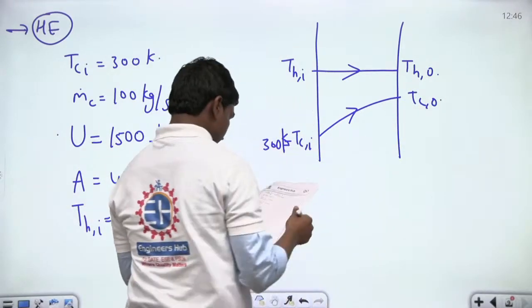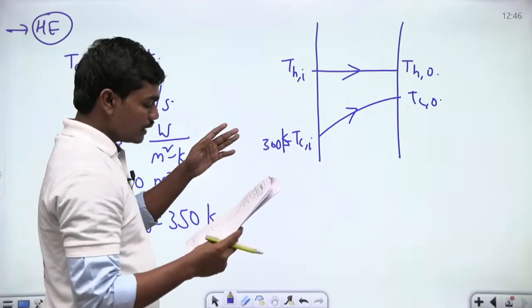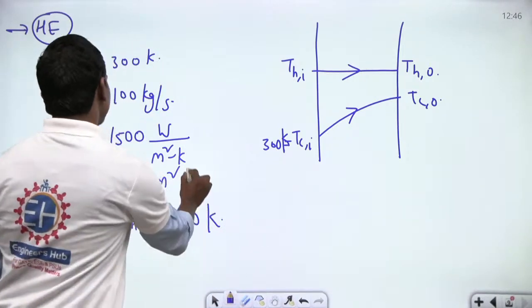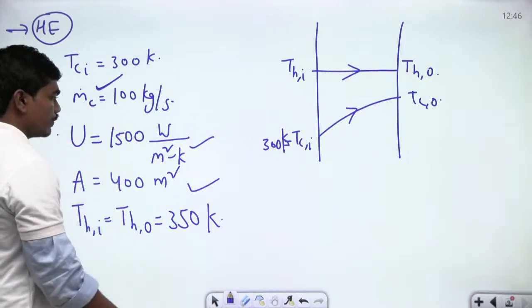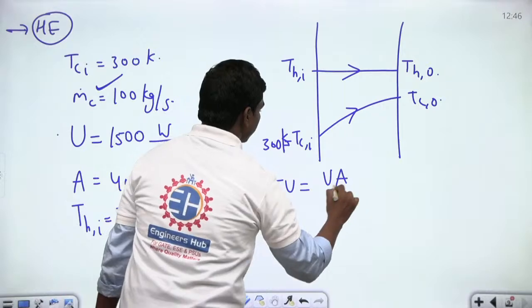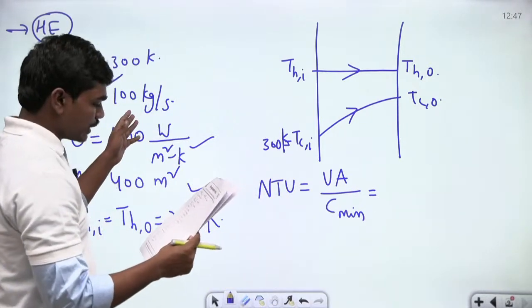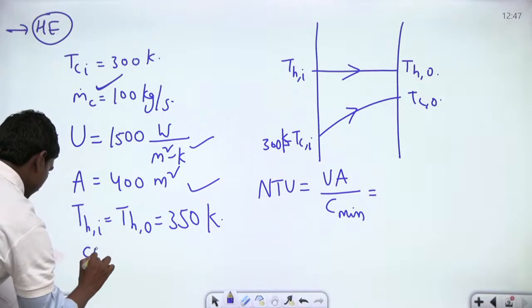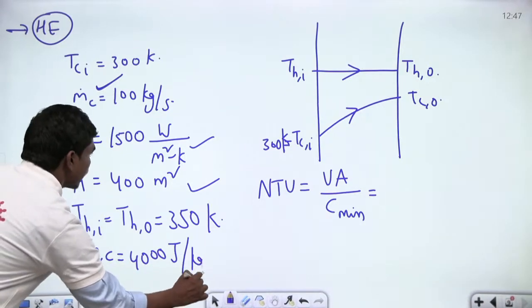Finally, what are they asking you for? They are asking you for the outlet temperature, so TCO is what they are asking for. To get this, we have U, we have A, and of course we have the mass flow rate of this cold fluid also. So we can calculate NTU directly. NTU is equal to UA by C minimum. The specific heat of the cold fluid is also given, Cpc equal to 4000 joule per kg Kelvin. That's enough to calculate this NTU.